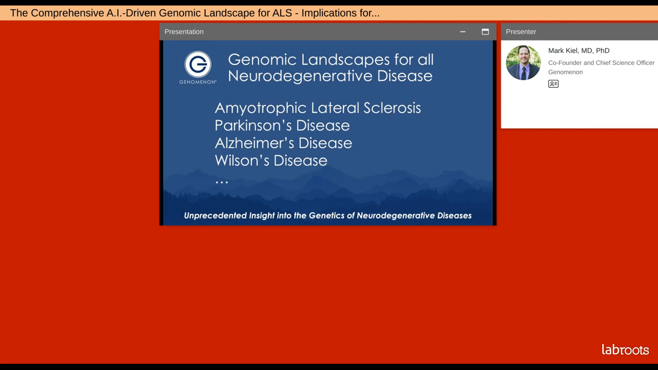We're making great progress on Alzheimer's disease as well. A number of genes associated or presumed to be associated with Alzheimer's are being analyzed in this way, as I described for ALS, and so too for Wilson's disease.